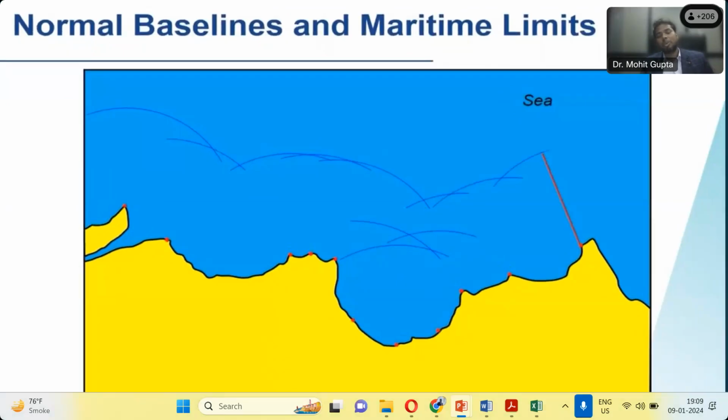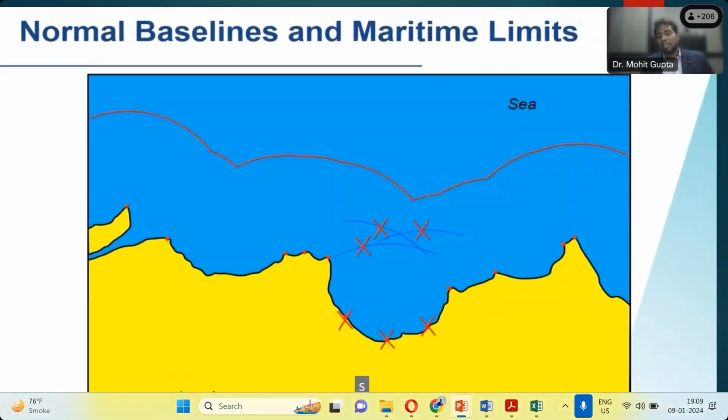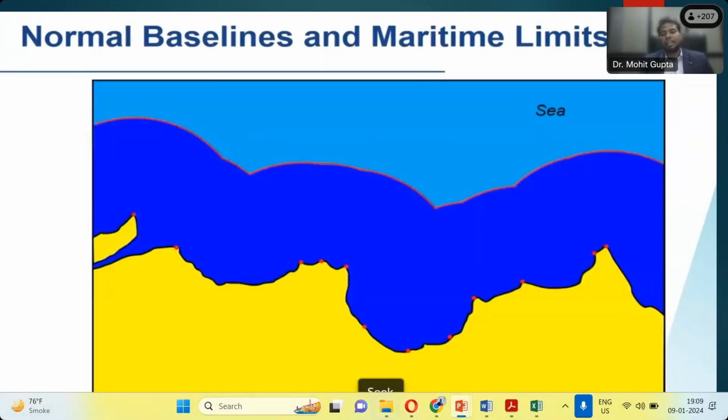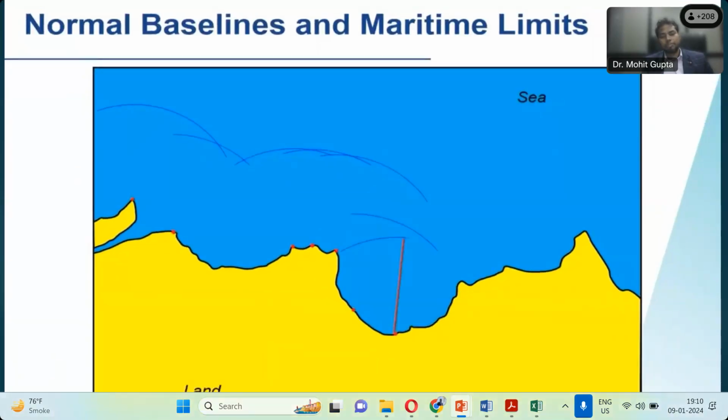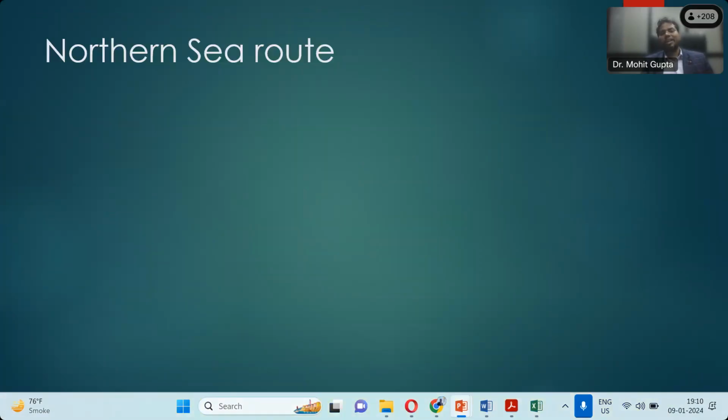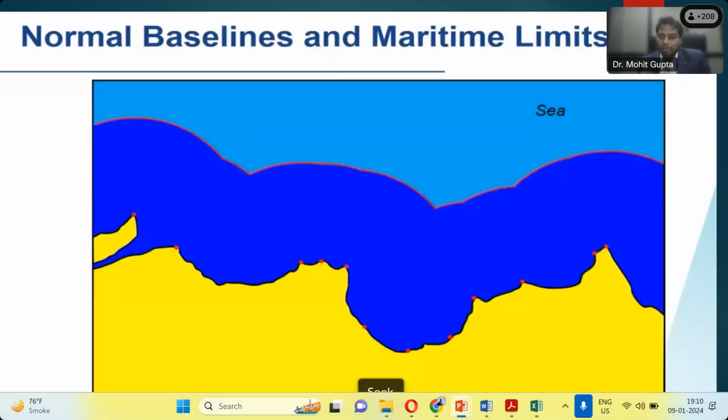For instance, if you want to calculate territorial sea, then 12 nautical miles will be calculated. Maybe a compass will be kept on the base points, and then 12 nautical miles everywhere will be seen, and then the territorial water will be determined. Again, I can quickly show this. If you do it like this, then the student will get an idea about how those maritime zones are calculated.